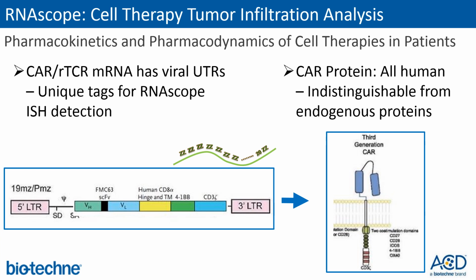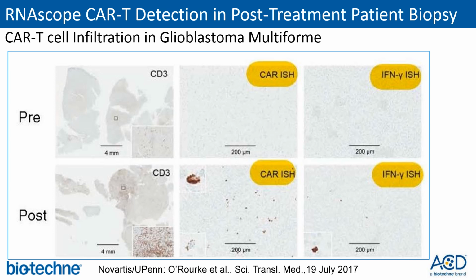And again, in comparison to protein-based methodologies like IHC, our probes work effectively for CAR T-cell detection because of the unique sequences that are present in the transcript. IHC is not really effective because there are no unique epitopes or antigens on a CAR protein to differentiate it from other endogenous proteins or cells in the sample. In the next few slides, I'll show examples of use of RNAscope for measurement of cell therapies being used in a number of different clinical trials for solid tumor treatments.